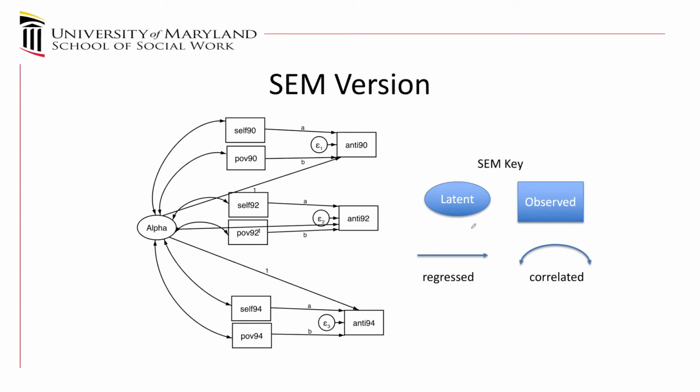So this is a picture of an SEM model. This is the same model, I will note, that we ran earlier. And we're going to walk through this, and then I'll show you the code version of it, and we'll walk through that. And then we'll estimate the model, and we'll look at the output. And by the end, you'll see that we've done the exact same thing that you've already done.